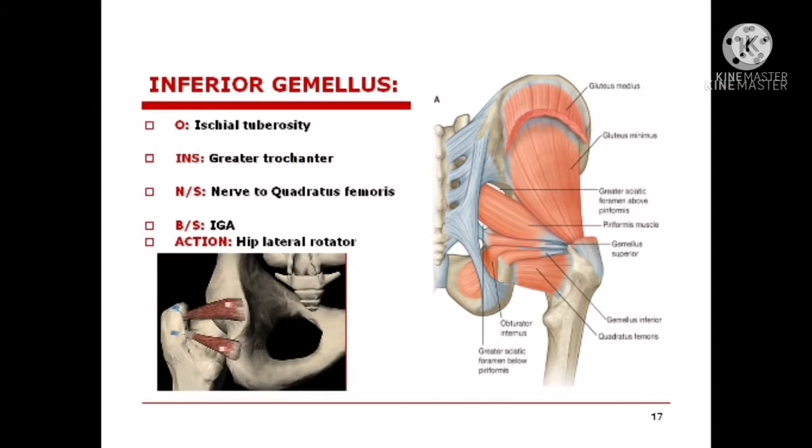The gemellus inferior arises from the ischial tuberosity, and it inserts upon the upper end of the femur bone, the greater trochanter, as shown in the diagram. The nerve supply is different from the gemellus superior, and it receives its nerve supply from the nerve to quadratus femoris muscle. The blood supply is from the inferior gluteal artery, as for the gemellus superior, and its action is also hip lateral rotation.